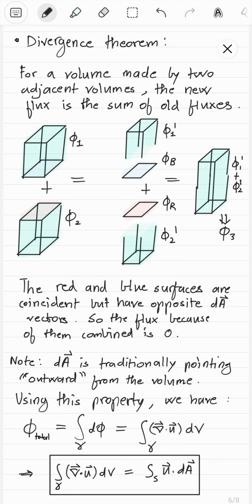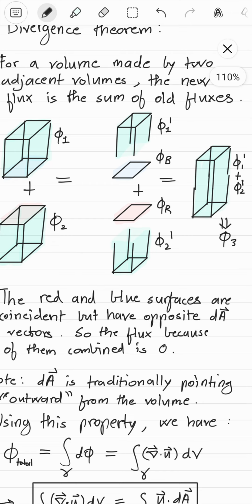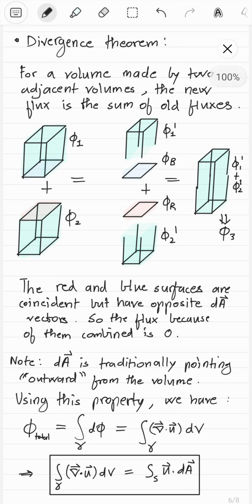Addition is 0. And then the green surfaces which do not coincide, we just combine them to form the surface of this new volume, right? And the flux through that is exactly phi 1 dash plus phi 2 dash, by definition, and the phi blue plus phi red is just 0. So you can write phi 1 plus phi 2 equal to phi 1 dash plus phi 2 dash. So basically phi 1 plus phi 2 equals phi 3, where phi 3 is the flux through this new volume, or I should say the flux through the surface of this new volume.